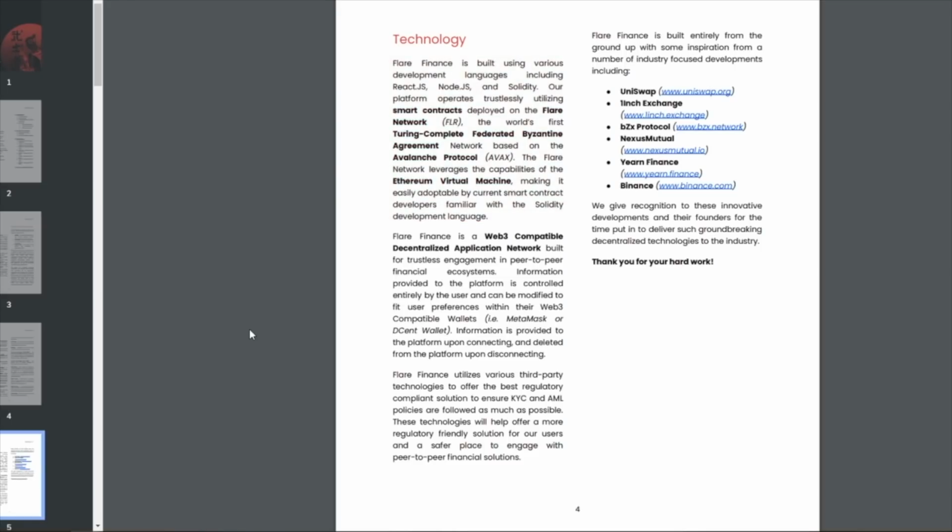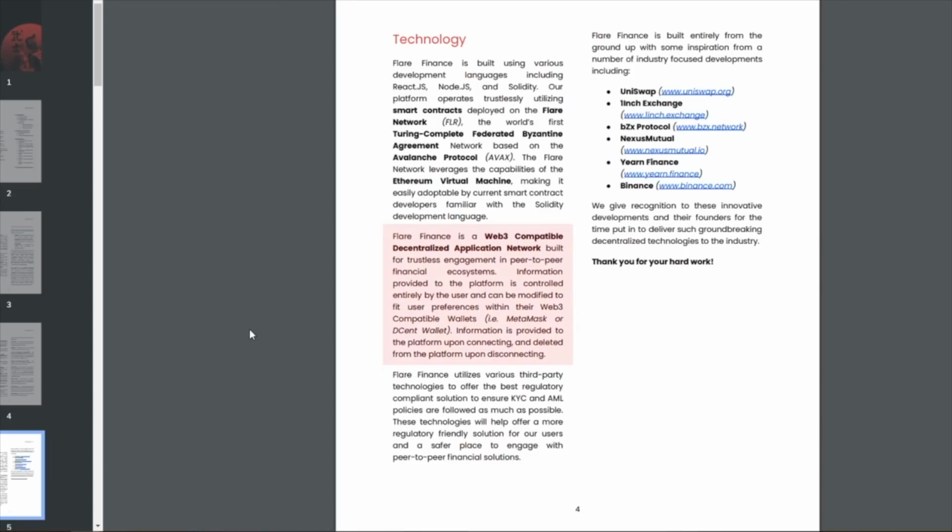So when you write code, there are many different languages which you can use, and Solidity is the language developed by the Ethereum developers to write smart contracts which are compatible with the Ethereum virtual machine. Therefore, smart contracts on the Flair network, as it uses the Ethereum virtual machine, will use this same language.